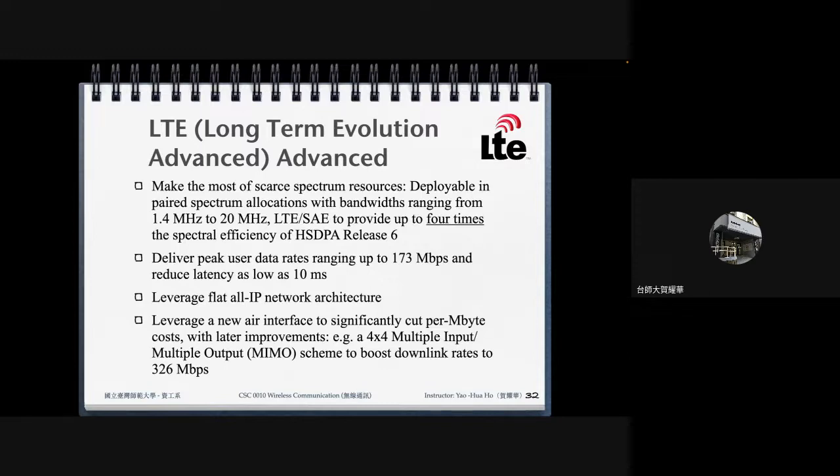LTE delivers packets at a data rate up to 173 megabits per second on fourth generation, which reduces the latency to only 10 milliseconds. It levels the old flat network into a full IP network, because they are using IPv6 structure. We also take advantage of multiple input, multiple output antennas, using 4x4 MIMO, 4 input and 4 output antennas, and the downloading rate can jump up to 326 megabits per second. You can think of multiple antennas for uploading and multiple antennas for downloading.